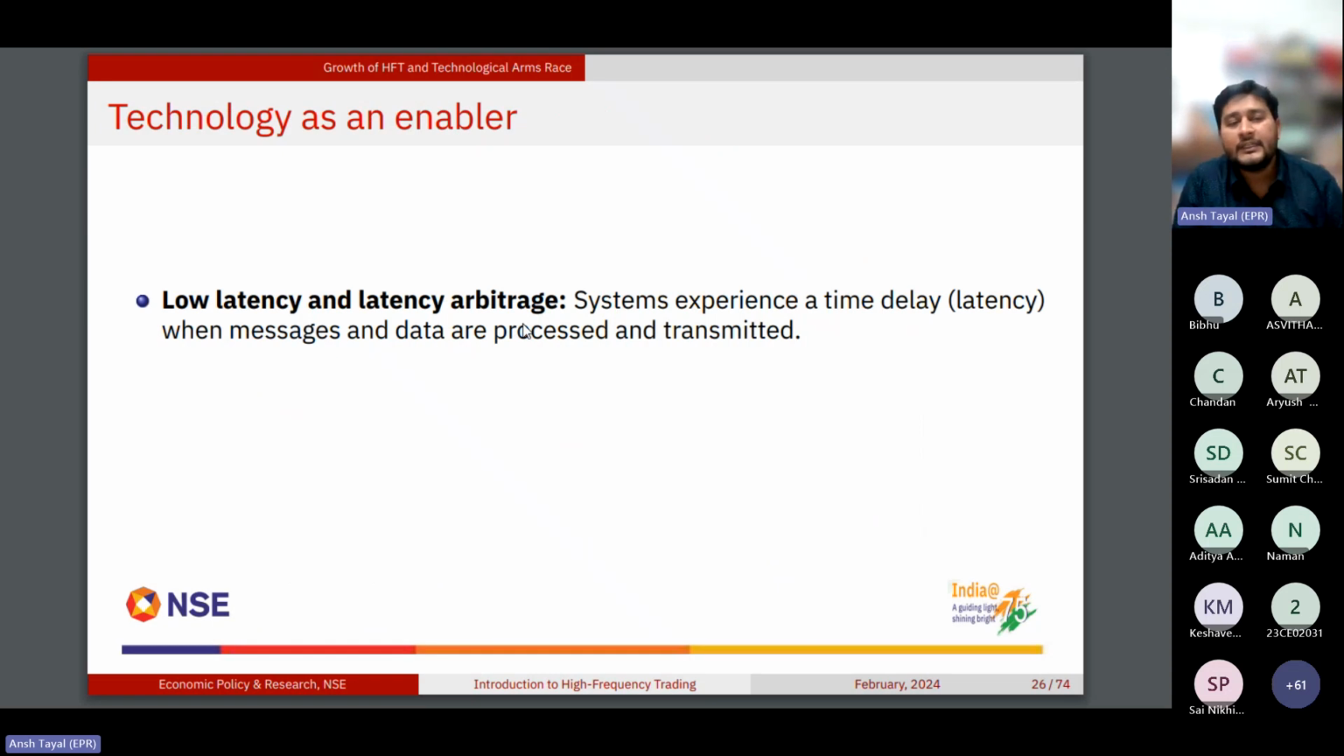Now, technology has been an enabler, a main tool for doing high frequency trading. And two main components you need are low latency and latency arbitrage. So what do I mean by that? Latency is the time delay it takes for your message to reach the exchange. You would want your orders to reach the exchange as quickly as possible, that's low latency. You would want as low latency as possible. And then you have latency arbitrage, which is you want to be quicker than the next guy. So that helps you make more profits.